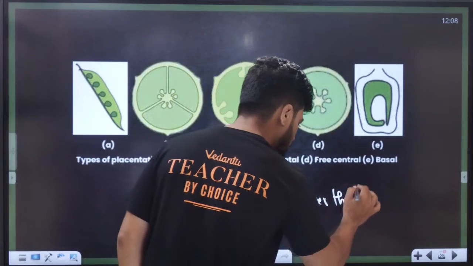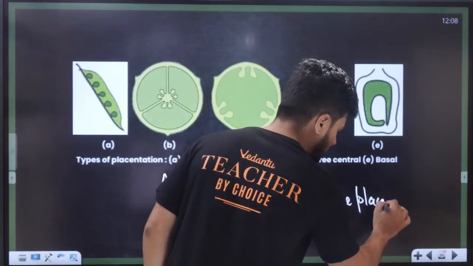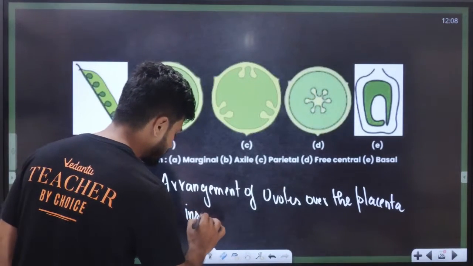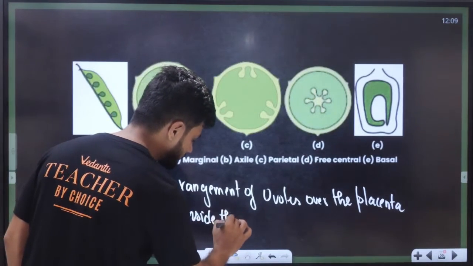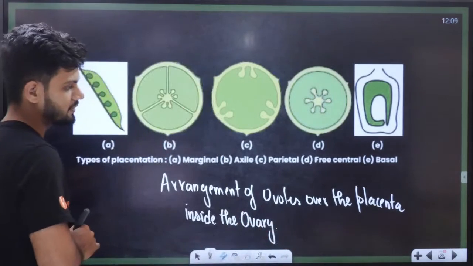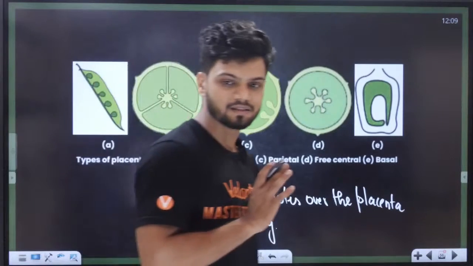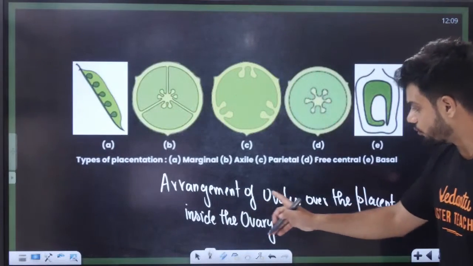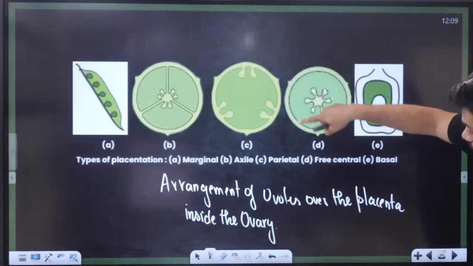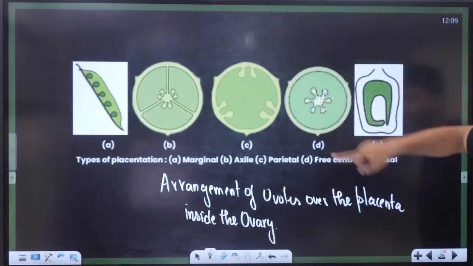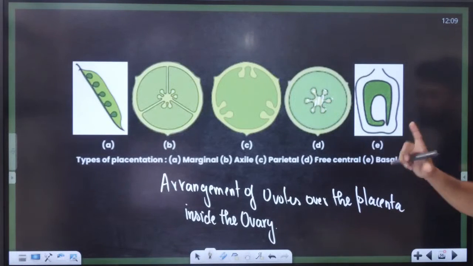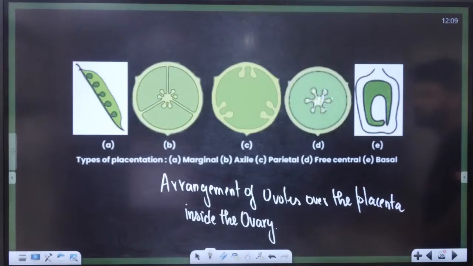Arrangement of ovules over the placenta inside the ovary is called placentation. Okay. So arrangement of ovules, you see, over the middle part which is called the placenta, inside the ovary is called placentation. It is called placentation.